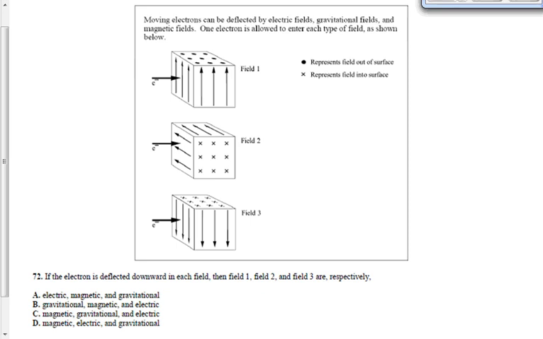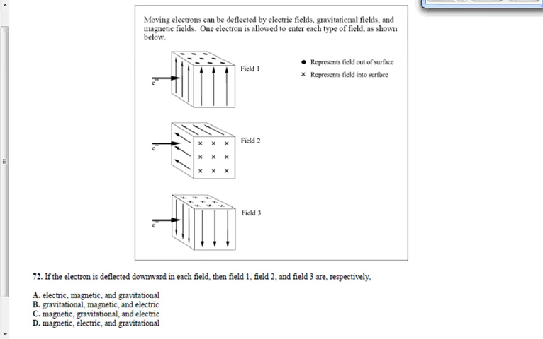What do we say the answer is to this question? Who says A? 1, 2, 3, 4, 5, 6, 7 of you. Okay. Who says B? 1 of you. C? D? 1. Okay. So overwhelmingly, we're saying the answer is A. Let's check here.